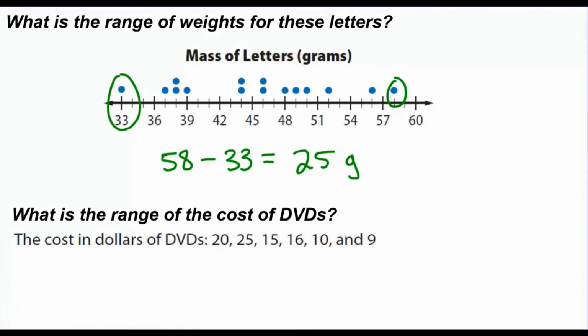And then the next one, what is the range of the cost of these DVDs? Now these are just listed, they're not in a dot plot, so we'll have to find the maximum value, which is $25 was the most expensive DVD, and $9 was the least expensive DVD. So the range in the cost of our DVDs is 25 minus 9, or $16. So our DVDs had a range of prices of $16.